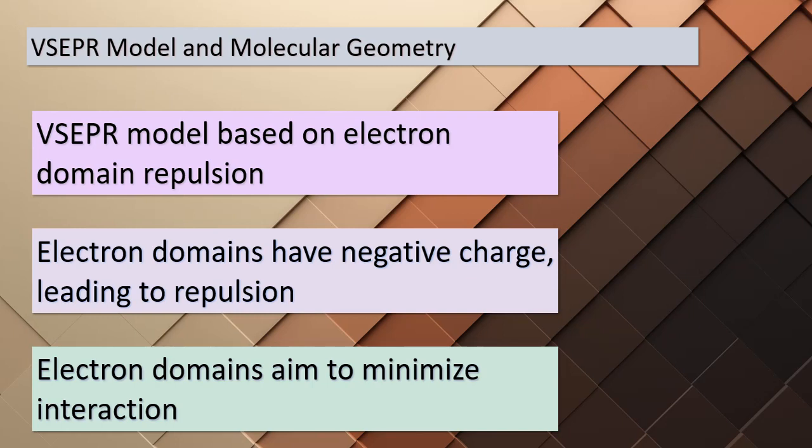This brings us to the VSEPR model, which stands for valence shell electron pair repulsion model. This model helps us predict the three-dimensional shape of molecules by considering the repulsion between these negatively charged electron domains. As we move forward, you'll see how this model aids us in understanding molecular structures in a whole new light.